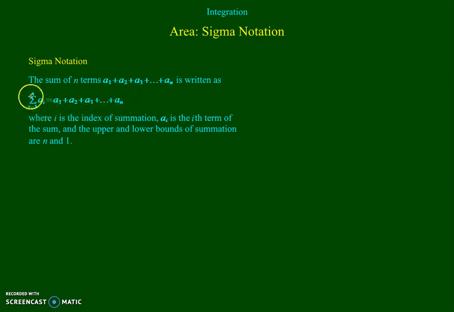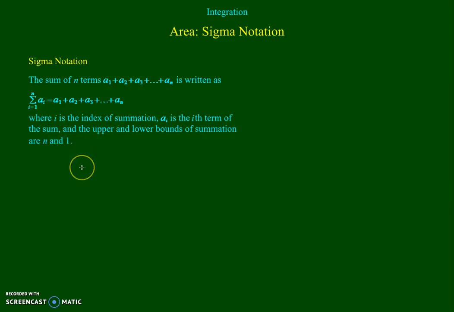So the sum, sigma, as i equals 1 to n of some expression a sub i, this i is the counting index or the index of summation. This is the thing that's going to change from its lower bound, which is what this 1 is, this is the lower bound of summation, to its upper bound, n. In this case, there is no specific upper bound, it's just some number n of terms.